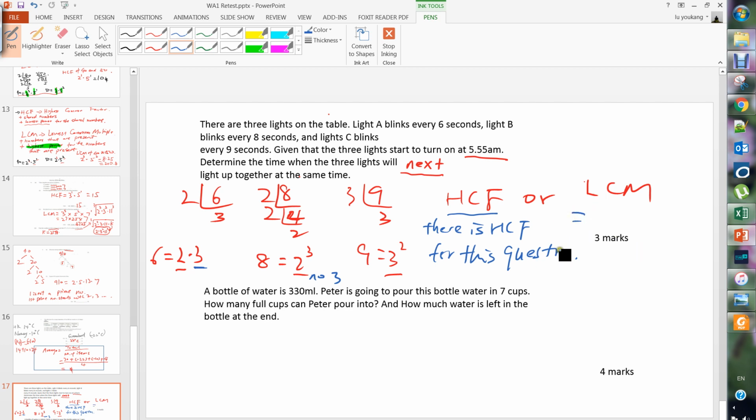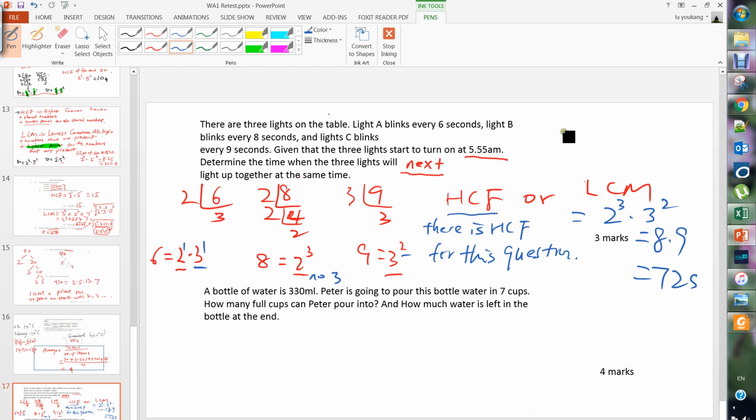So for LCM is numbers that are present. So I see a 2 here, I see a 3 here, so 2 and 3 are present, and that's all. Okay, and choose the highest power. So I choose the highest power for 2, which is 3, and the highest power for 3, which is 2. So therefore I get what? 2 to the power of 3 is 8, and then 3 to the power of 2 is 9, so LCM is 72. So by the way, this is in terms of seconds.